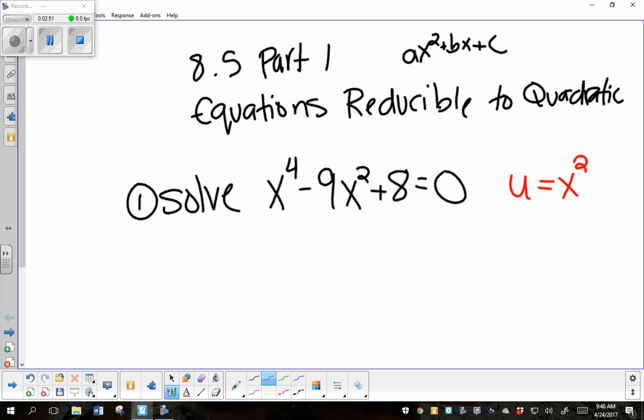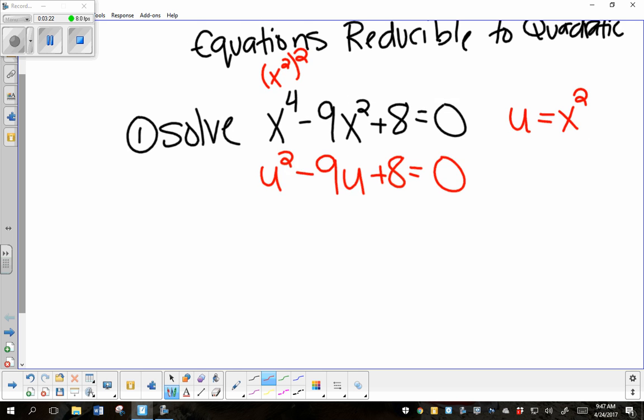So wait, what would this be, Clay? This would be u squared. Do you guys see why x to the 4th, I can write it as u squared? Because u is x squared, and x to the 4th is just x squared squared. So it's just u squared. So this is u squared minus 9 what? U, because x squared is u, plus 8 equals 0. The rest of it stays the same. So now, does this look like a quadratic equation? Yeah, it does.